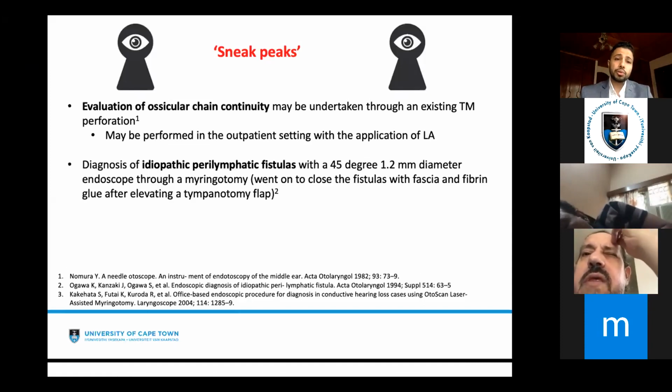Thirdly, the diagnosis of idiopathic perilymphatic fistulas as well, using small diameter endoscopes through a myringotomy. And in this particular study, once they diagnosed these fistulas, they went on to close the fistulas with some fascia and fibrin glue after elevating a tympanomeatal flap under local anesthesia.